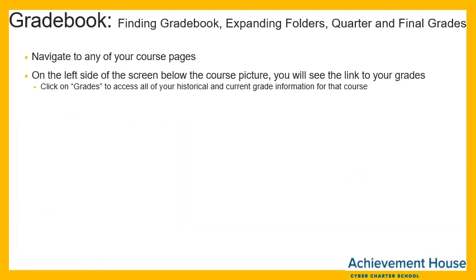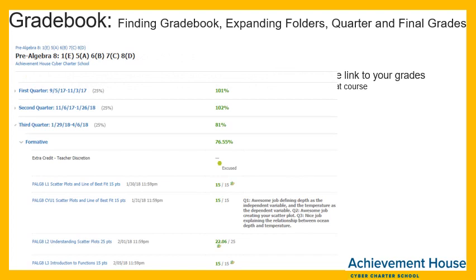The current quarter grade is what's shown here in green. So you can see that this student so far in the third quarter has an 81%. Keep in mind that your current quarter grade can go up or down based on the work that you do or don't do. So make sure that you're always keeping a close eye on your current quarter grade and that it looks like what you want it to look like.